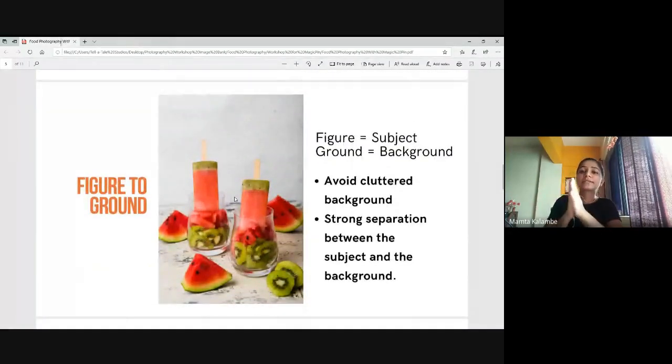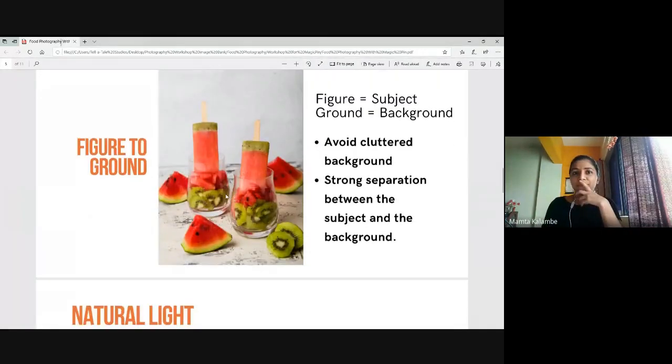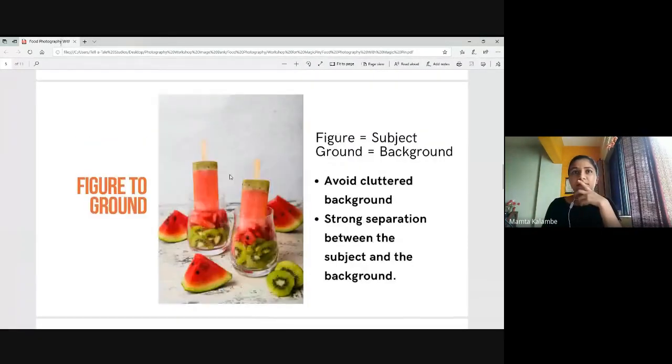So basically in this image, I used a good textured backdrop, and then we placed the two popsicles inside the glasses and styled it that way. Yeah. So does anyone have any questions on these two techniques? I'm just going to check in.